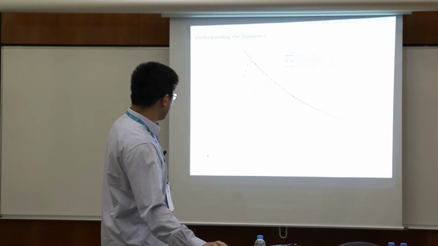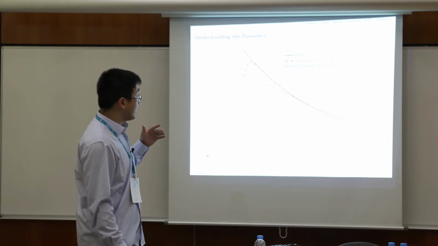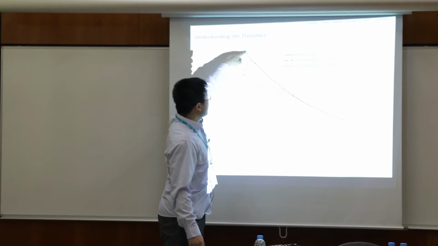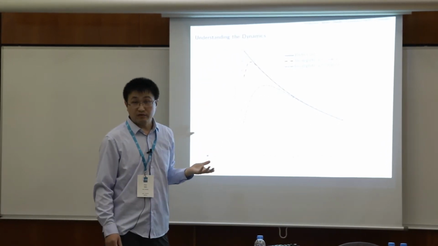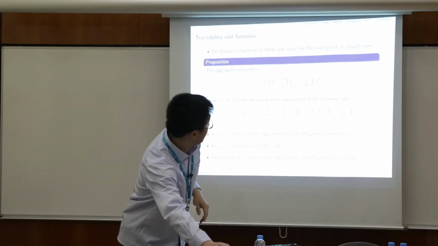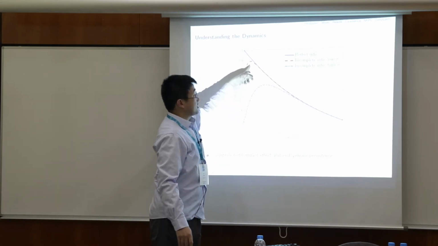This is the equilibrium outcome for two different var theta, a high var theta and a low var theta. The blue line here is the impulse response under perfect information, which is proportional to the fundamental. When you have a high var theta, initially you have a larger dampening and a larger persistence. When you have a low var theta, you have a smaller damping and less additional persistence. This is the high var theta and this is the low var theta impulse response.